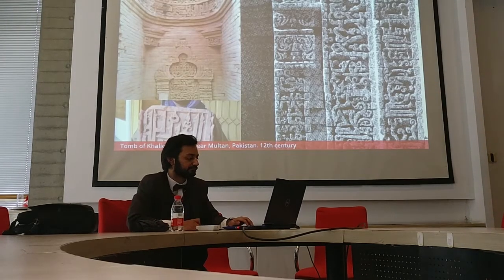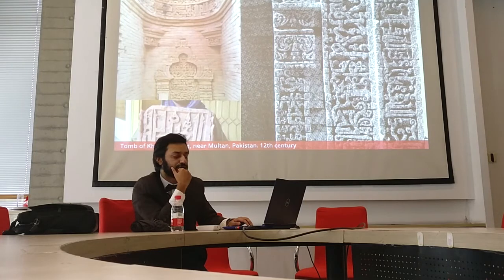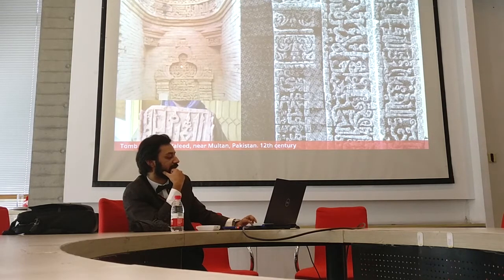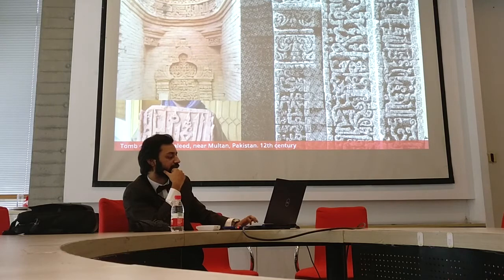So for example, in this ancient tomb, this is a 12th century tomb made by Muslims, you actually see a similar ornamental detail which was actually found in Hindu temples at the time. This is not something that was found in Persian architecture or Middle Eastern architecture, but this is something more specific to Hindu traditions.